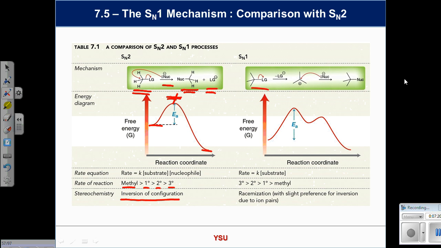So on the left, both things happened at once. The nucleophile came in and the leaving group broke off. On the right, it's different. On the right, it's the leaving group breaking off first. So I can't do an SN2 over here because it's too crowded. So what tends to happen instead is the leaving group comes off and we produce a carbocation.